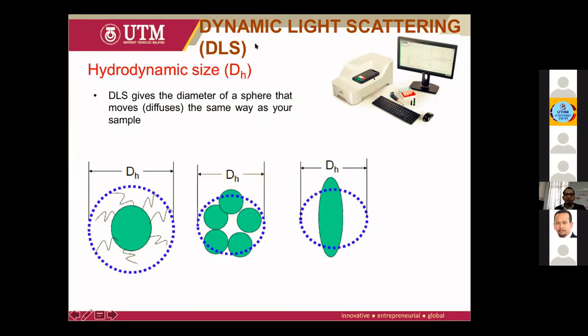So this is in terms of hydrodynamic size in different structures. Take note that hydrodynamic size is always a circle, whether it's a polymer coated on the particles or agglomerated atoms or particles. We always refer to the hydrodynamic size as a circle here.